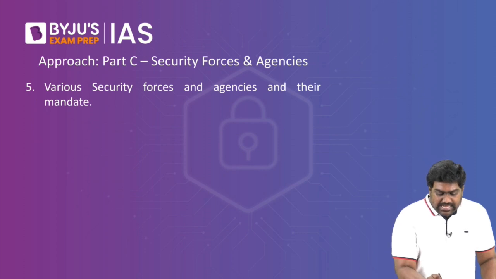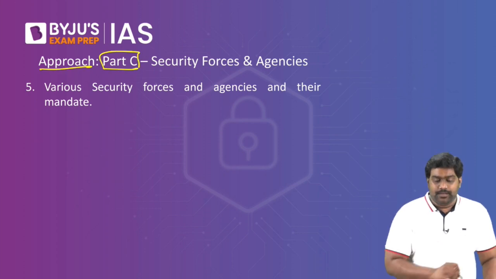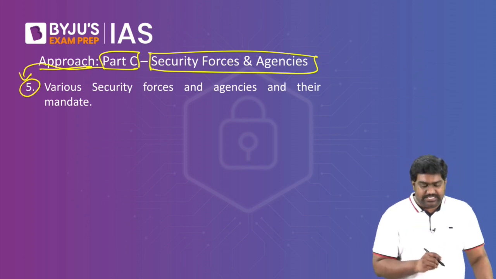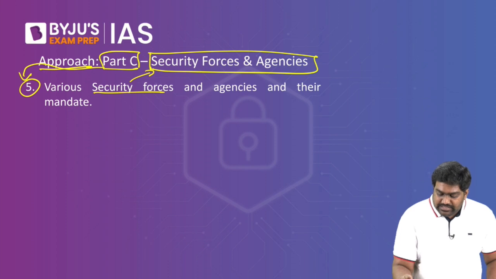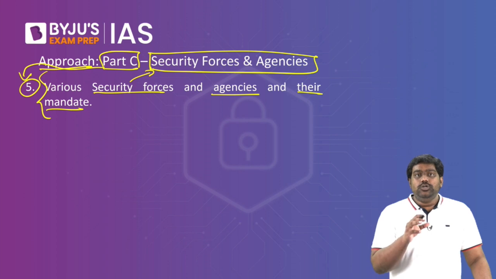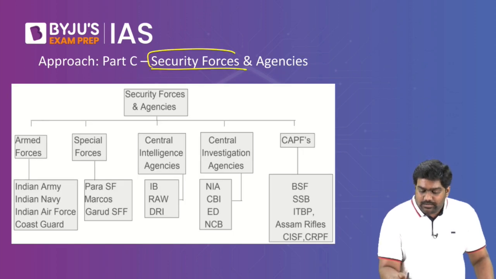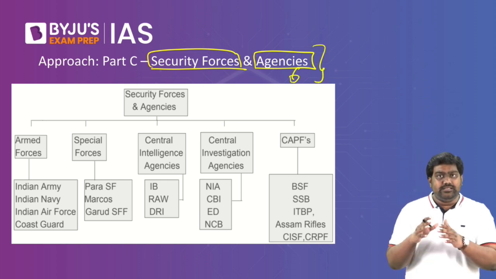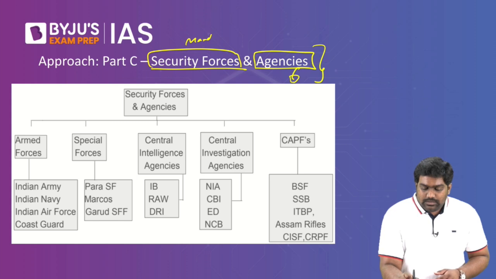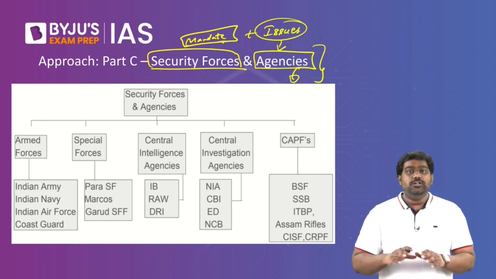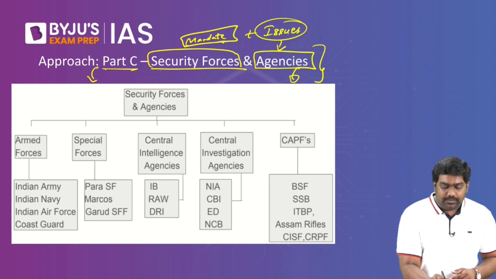Now let me take you to the last part of the syllabus, that is part C, which essentially covers topic number 5 given by UPSC, and it deals with various security forces and agencies of India and their mandate. So under this topic, we are expected to study the different security forces and security agencies of India, understand the mandate of these institutions, understand their objectives, their functions, and we should also focus on any issues that are affecting their functioning. So that is what we are expected to cover under this part.